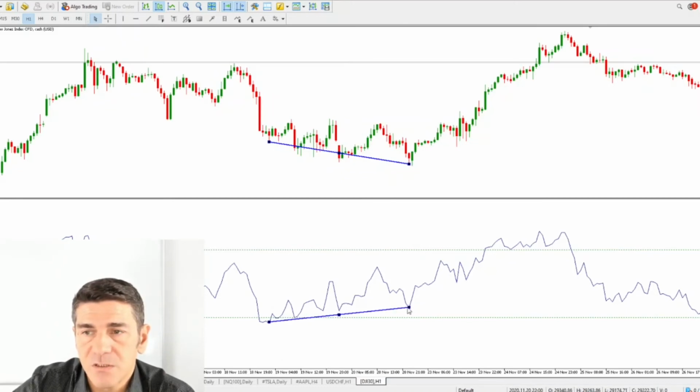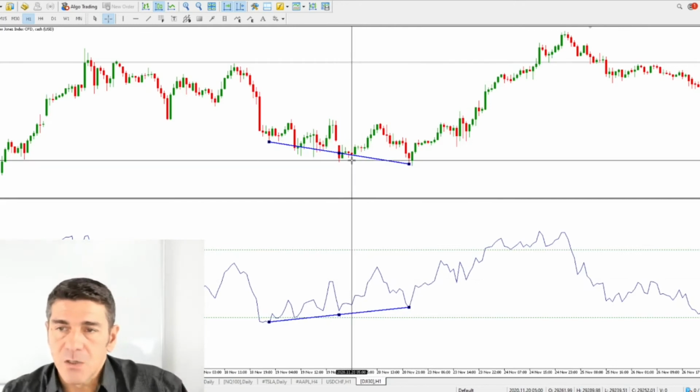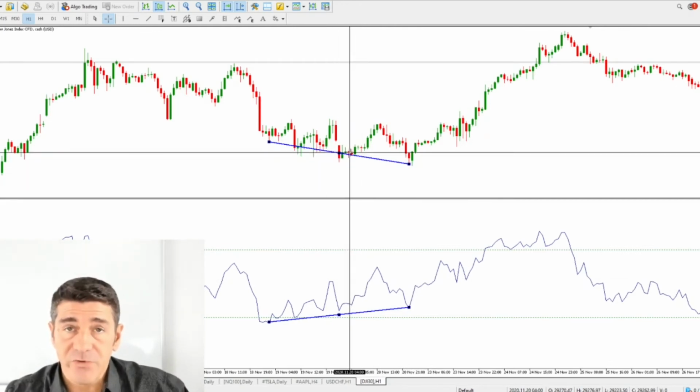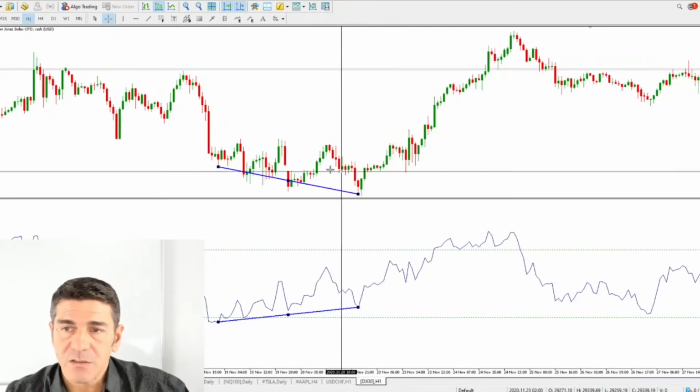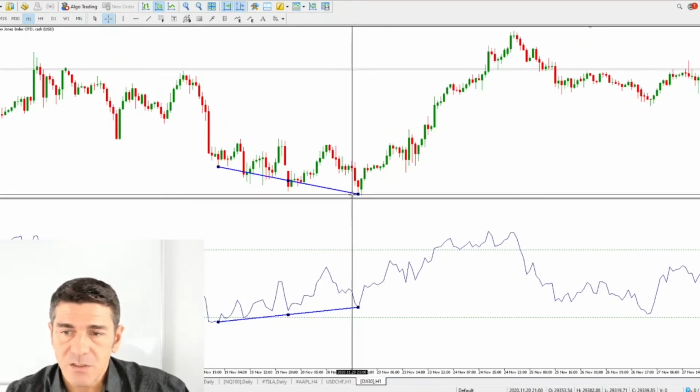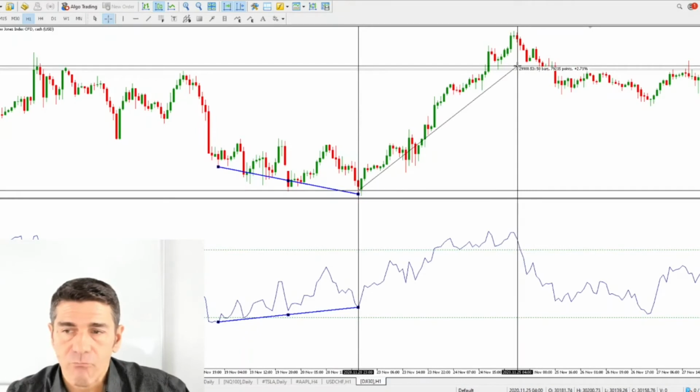You see right here. So when we have divergence, there's very good potential that we may enter the market at very good prices. Here we've got a buy signal.